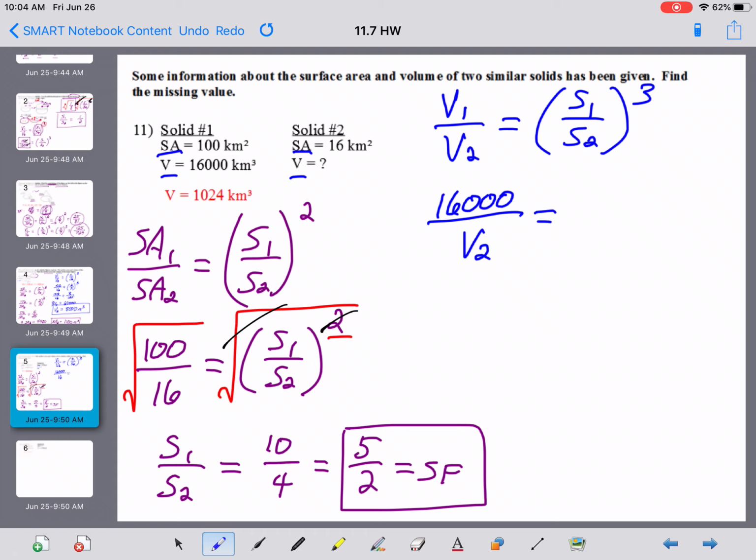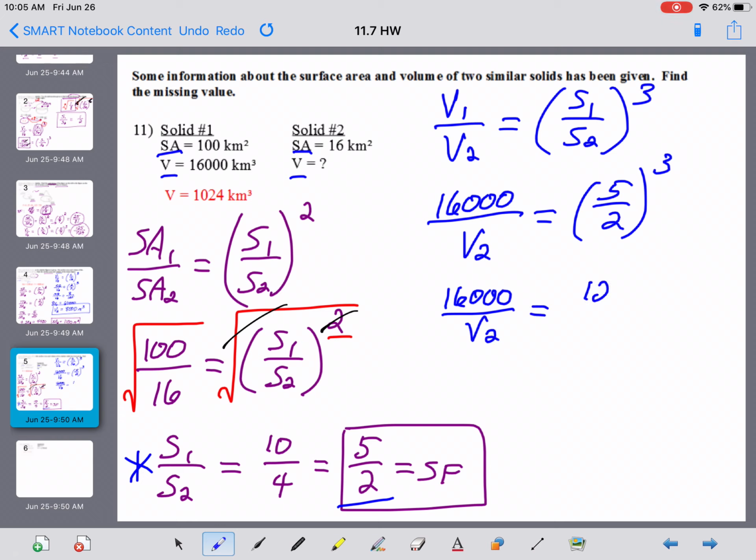But now on the right, S1 over S2, that's our scale factor that we found right here, everybody. So 5 over 2 is what goes there for the ratio of your corresponding sides. Okay, I'm going to cube that right side, so the left side is going to stay the same. 16,000 over volume 2 is equal to 125 on the top, and 2 cubed is going to get you an 8 on the bottom.